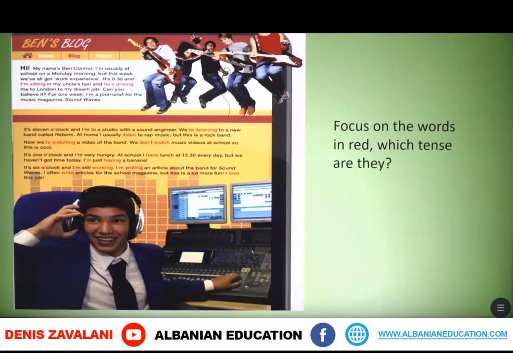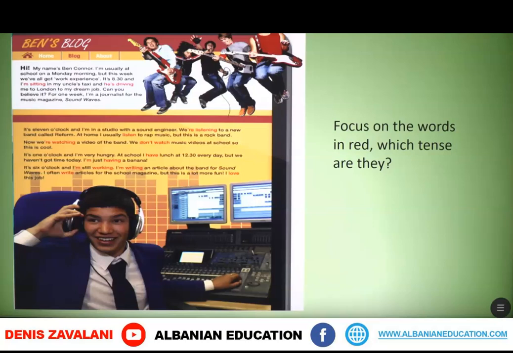And you have a story of a boy. It's Ben's blog, the same one you have in your books that you can read. I will read it for you, and you have to focus on the words in red and also the story, because you're going to answer some questions at the end. Now we have a story to read. Ben has written something about himself, his day.